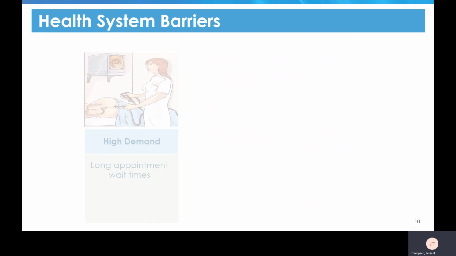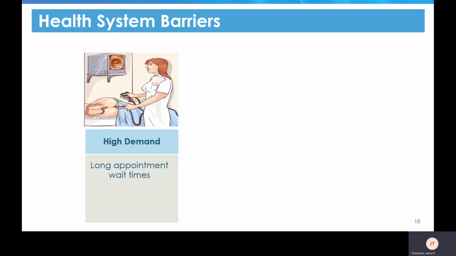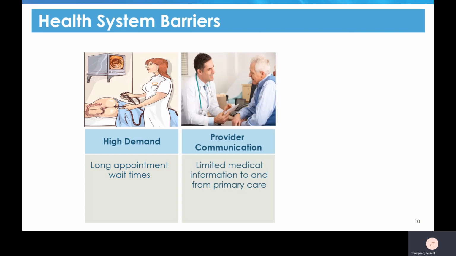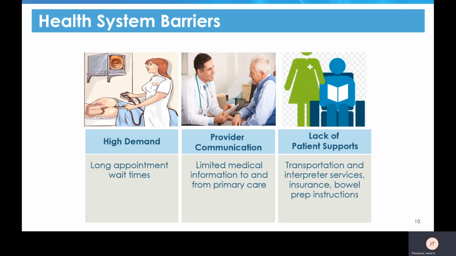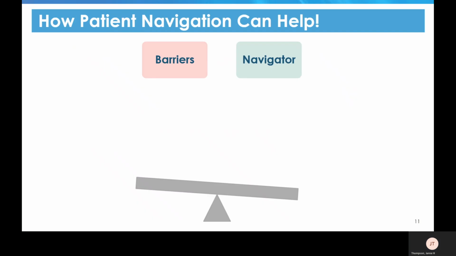Let's take a look at health system barriers. First, high colonoscopy demand can lead to long wait times. Second, there can be provider GI referral communication challenges. Fax referrals from FQHCs can lack proper documentation of the abnormal FIT or incomplete patient medical information, which could delay the process. Third, there is a lack of patient supports. GI offices may have limited transportation, interpreter, or financial resources to share with patients, and patients may lack an understanding of the bowel prep process.